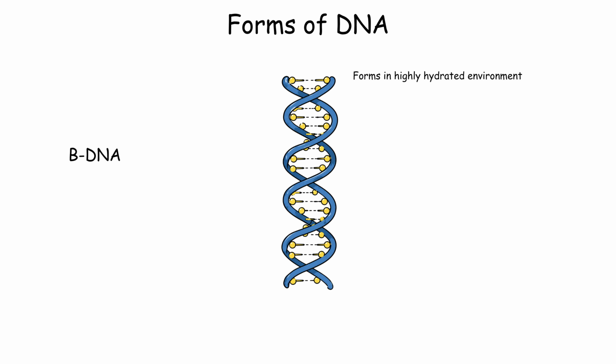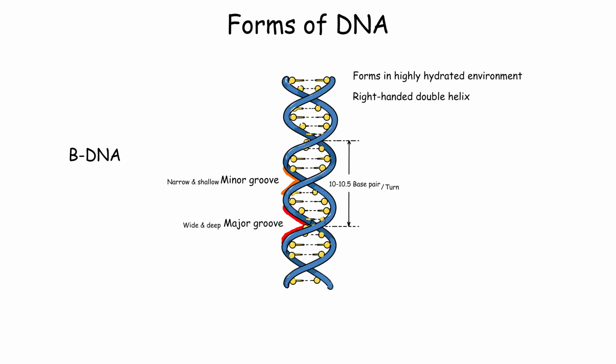It forms in a highly hydrated environment, which means when enough water is available around the DNA. bDNA is a right-handed double helix with a wide and deep major groove, while its minor groove is narrow and relatively shallow. It has about 10 to 10.5 base pairs per turn.